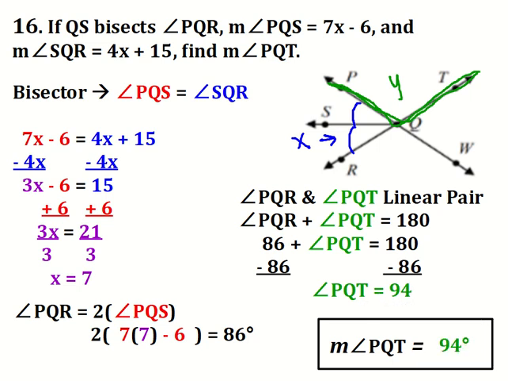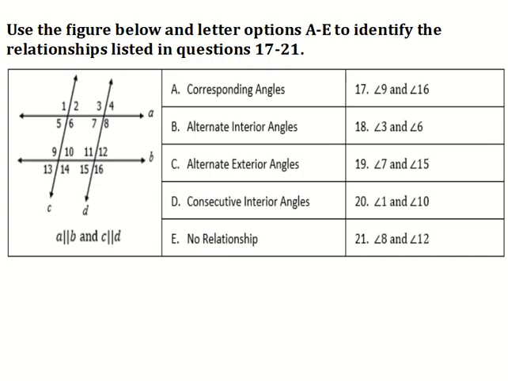That one had several multiple steps. The more familiar you get with your vocabulary, the better and the easier these are going to be to work through. Use the figure below and letter options A through E to identify the relationships listed in questions 17 through 21.